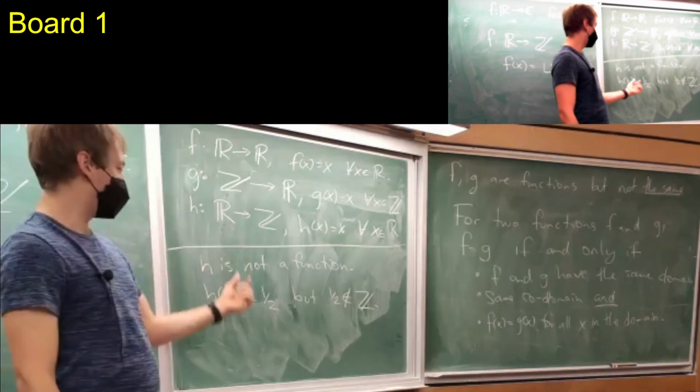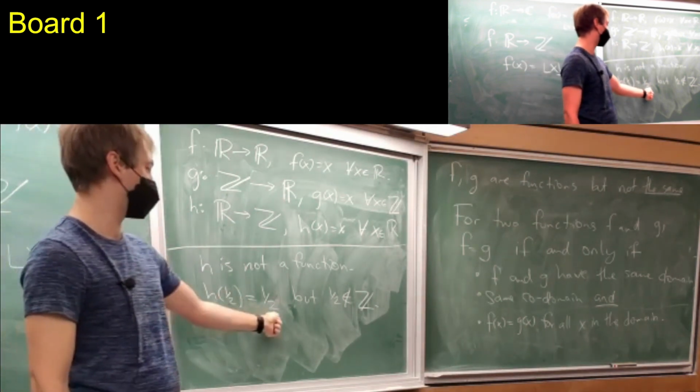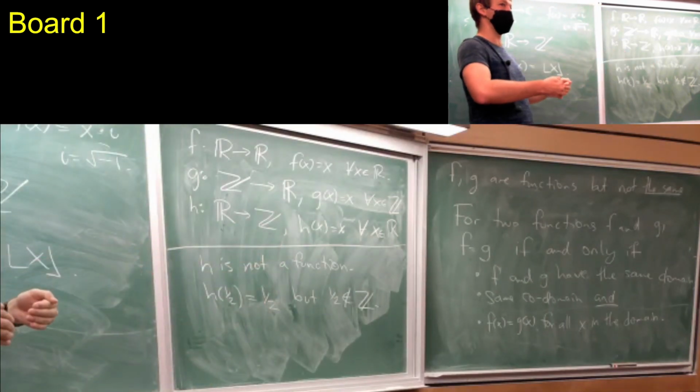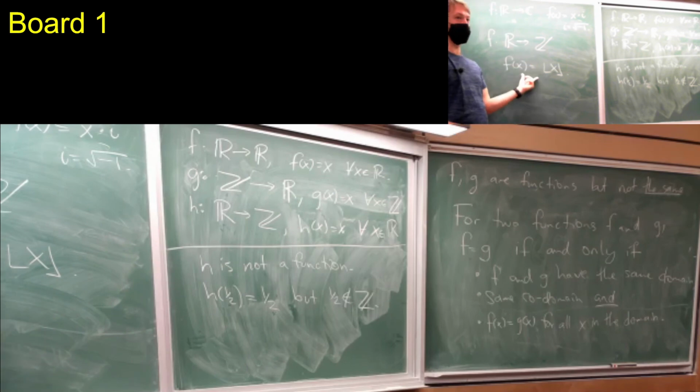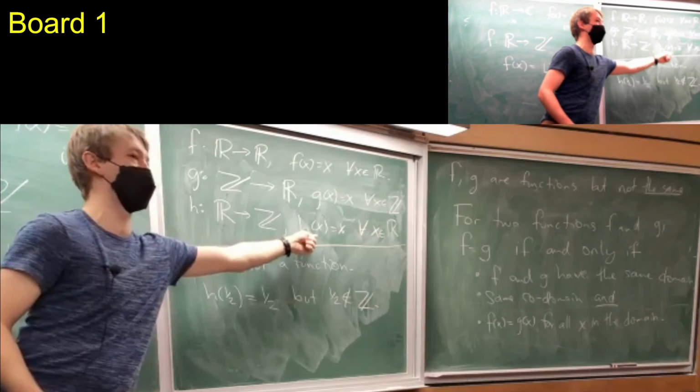Well, in this case, it kind of is, because this function is trying to say that a half goes to a half, but a half is not there. If you were taking, say, the floor function or something like this, then that would make it a function. But the output has to be an integer. So the problem is that the outputs aren't integers here.